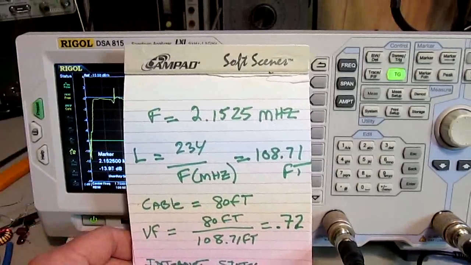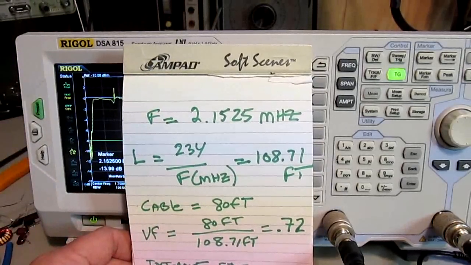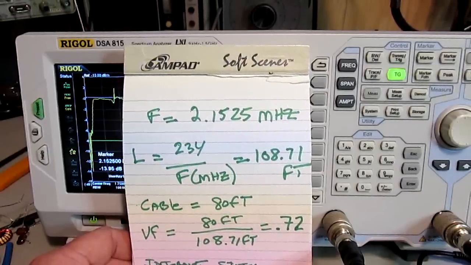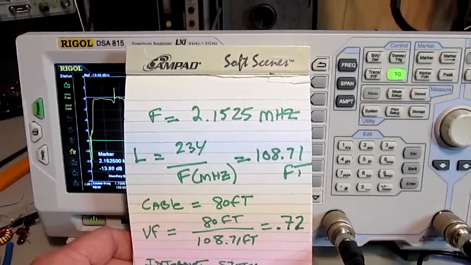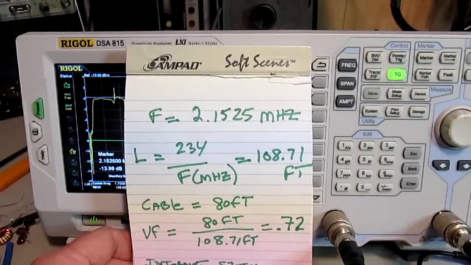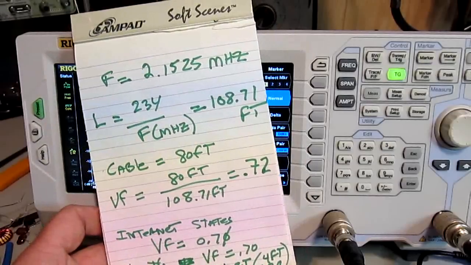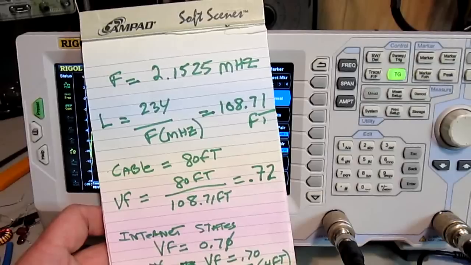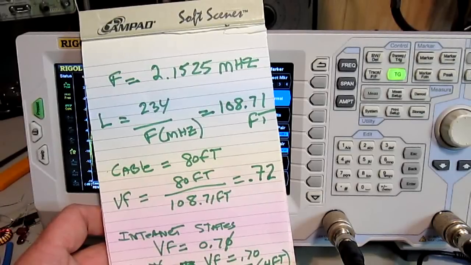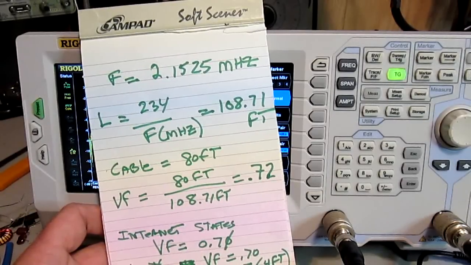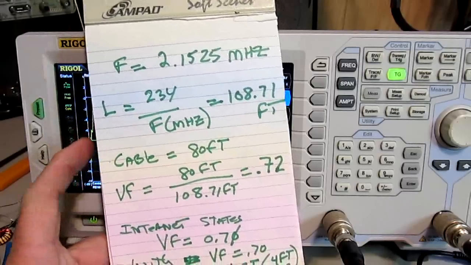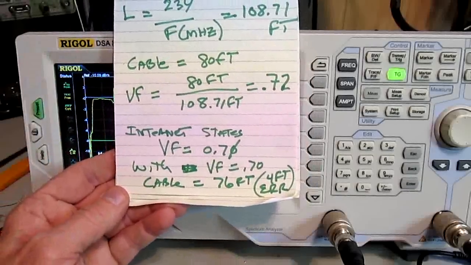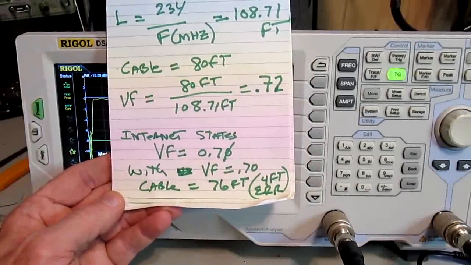Okay, here's my math. So we got the frequency at 2.1525 megahertz. And we know our formula for quarter wavelength is 234 divided by the frequency in megahertz, which came out to 108.71 feet. Now, as I said, when I measured the cable, it came out to 80 feet. So then, using that, I divided the actual measured feet of the cable by the number of feet that you'd calculate using the formula up here, and came out with a velocity factor of 0.72. So then when I went on the internet, this one fellow on a forum said that the velocity factor of Cat5 is 0.70. So that's pretty close if you think about it.